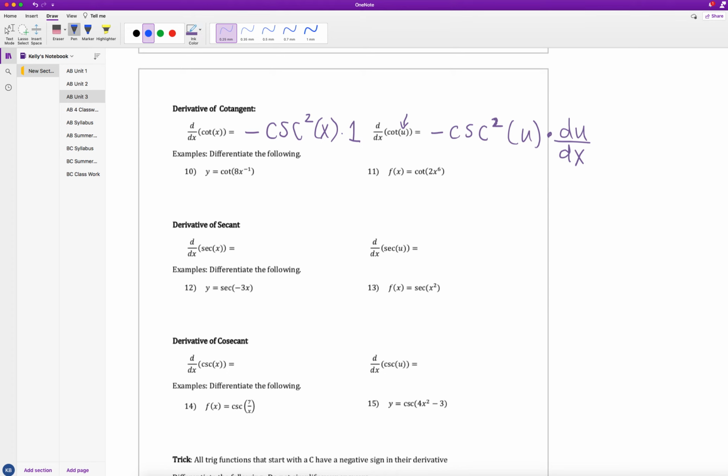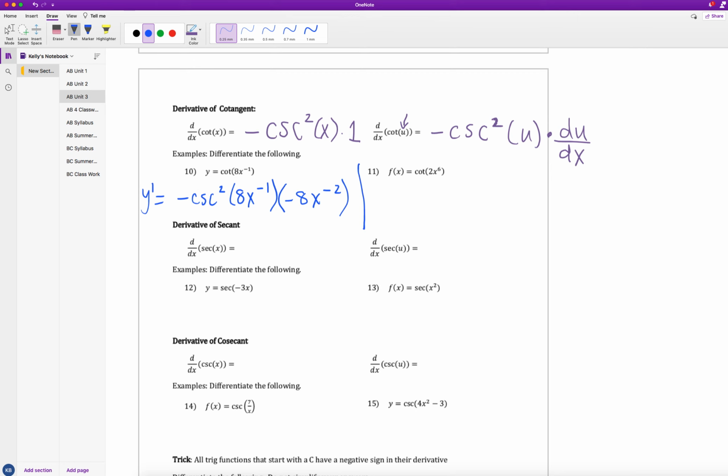So in example 10, we have y equals cotangent of 8x to the negative first. So to find our y prime here, I have a composition, so I'll start with the derivative of the outermost function. Derivative of cotangent is negative cosecant squared. Keep the inside the same, so the 8x to the negative first stays the same, times the derivative of the inside there would be negative 8x to the negative second. That would be our derivative for the function in example 10.